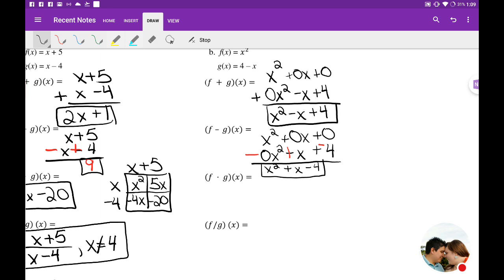Multiplication. We're going to set up our box. I'm going to move it over here so that I have a little bit more room. And we have x squared multiplied by 4 minus x, or you can write that as negative x plus 4. Same cup of tea. 4 times x squared gives me 4x squared, and x squared times negative x gives me negative x cubed. So combining like terms, there aren't any. My answer is just negative x cubed plus 4x squared.